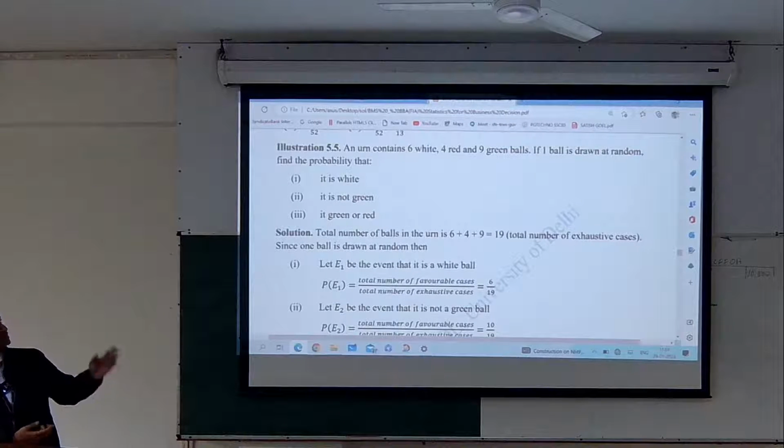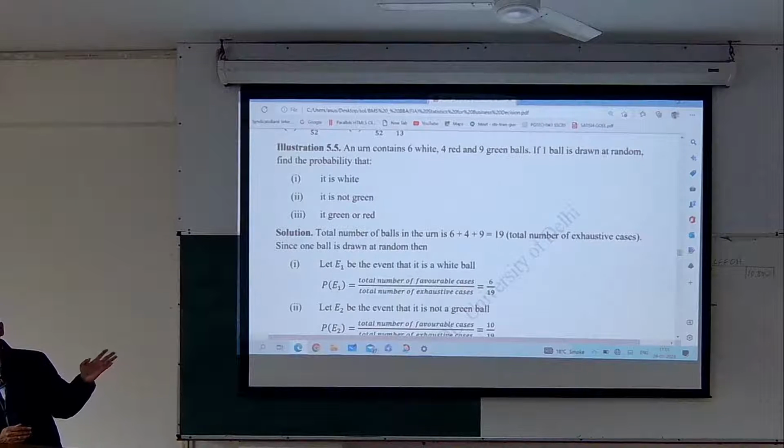We can discuss this one first. An urn contains 6 white, 4 red and 9 green balls, okay. If one ball is drawn at random, find the probability that it is white. You should practice these types of questions, because these are asked, especially for the Bayes theorem, okay.